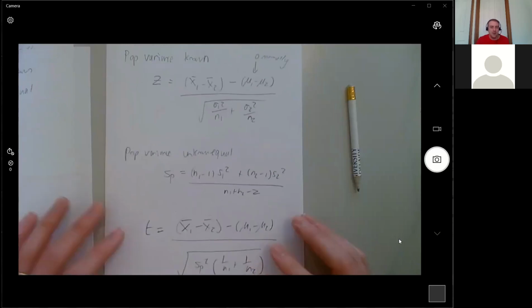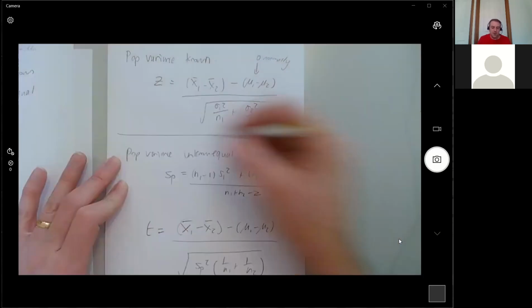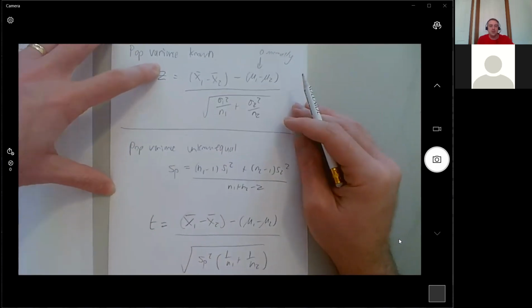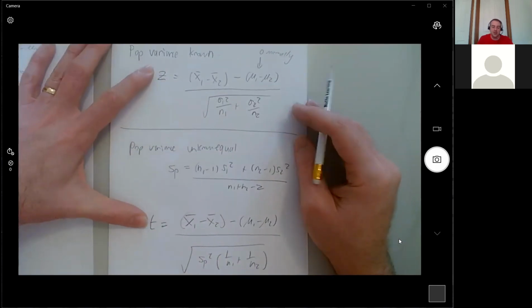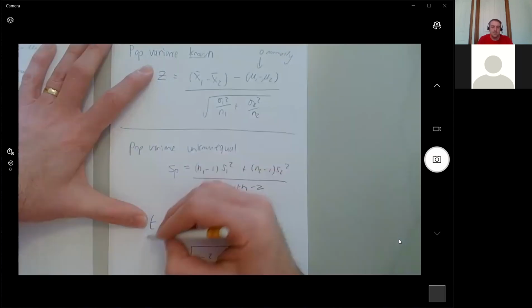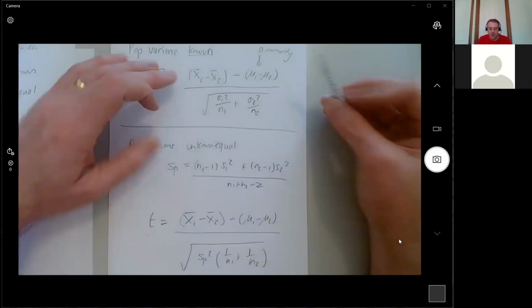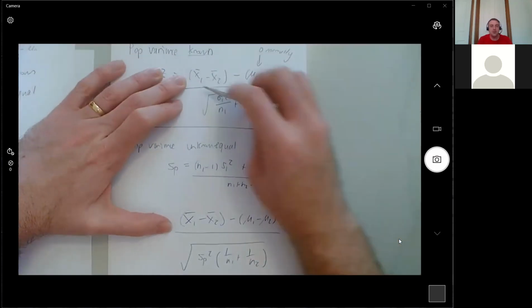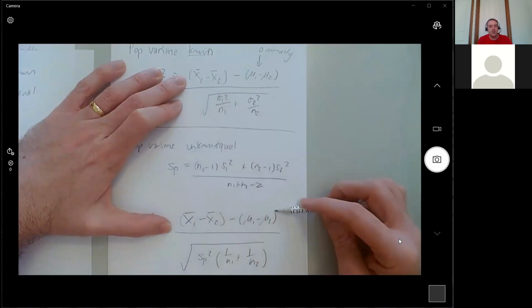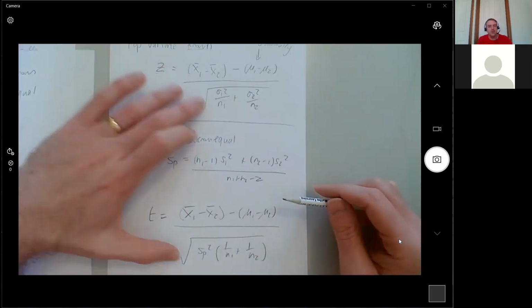I'm just going to share my computer, share my camera. So this one, when the population variance was known, it was a Z. And when the population variance was unknown, it was a T. So that's the difference. Known goes with a Z and unknown goes with a T. And then the top of the fractions are the same. They both have the x1 bar minus x2 bar and the mu1 minus mu2. But then the bottoms are different.